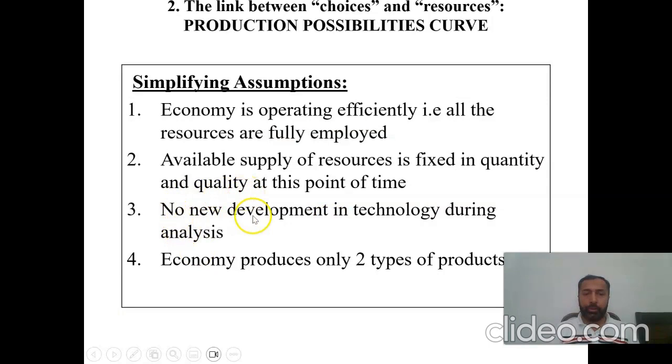And there is no new development in technology during the analysis period, because if technology improves, we can produce more units by using the given resources and vice versa. Therefore, we assume that there is no change in the technology. And the last assumption is that we are assuming that there are only two types of products which can be produced in a country.